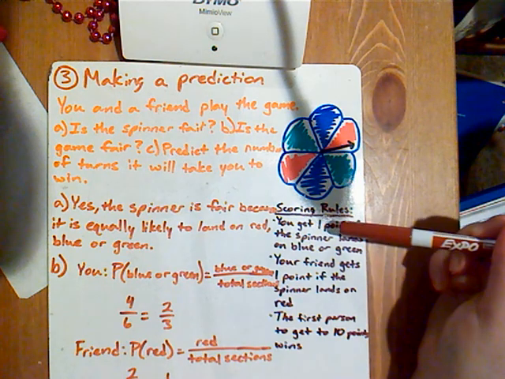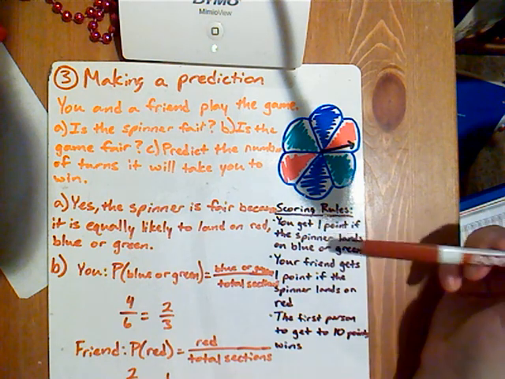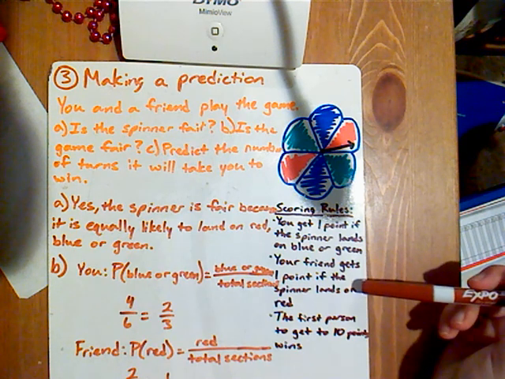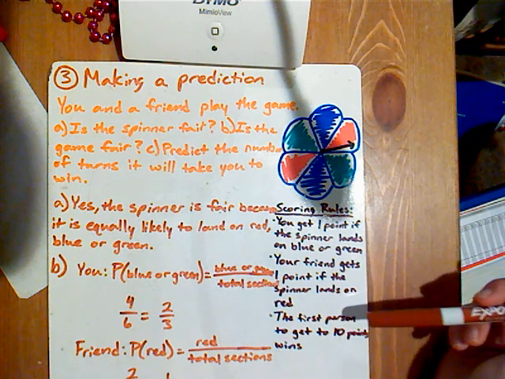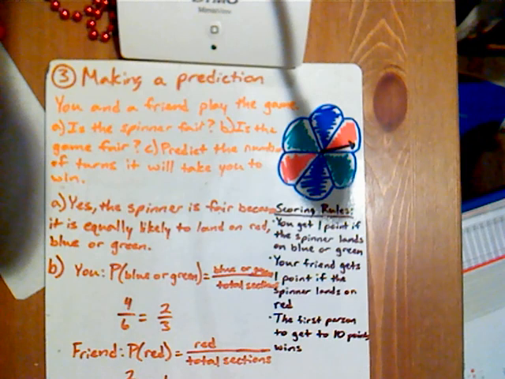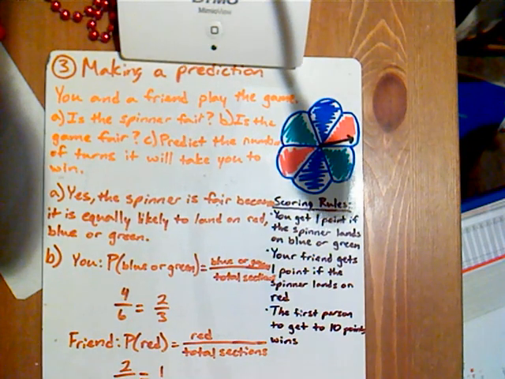So you and a friend are playing this game. You get 1 point if the spinner lands on blue or green. Your friend gets 1 point if the spinner lands on red. And the first person to get to 10 points wins. Okay? So our question has 3 parts. You and a friend play the game. Is the spinner fair? And that's question A. Question B asks, is the game fair? And then question C wants us to predict the number of turns it will take you to win.